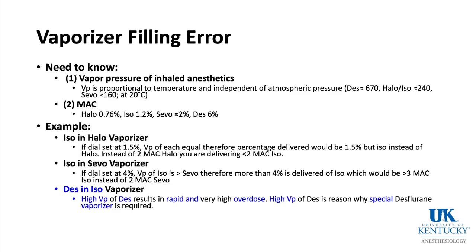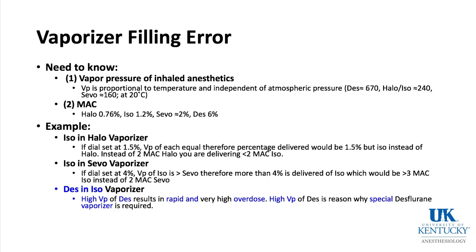Isoflurane's vapor pressure is 240 millimeters of mercury, and sevoflurane is the least at 160. And we should say these are the vapor pressures at 20 degrees centigrade because vapor pressure is proportional to temperature. As temperature goes up, vapor pressure goes up. As temperature goes down, vapor pressure goes down. But these vapor pressures, 670, 240, and 160, are independent of atmospheric pressure. So whether the isoflurane is at sea level or up at Denver at over 5,000 feet elevation and lower atmospheric pressure, the vapor pressure is the same.